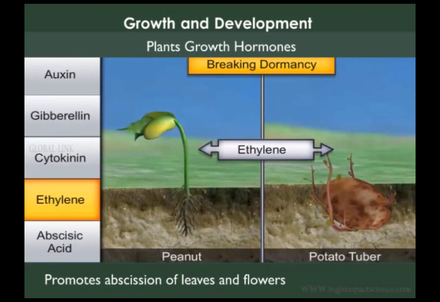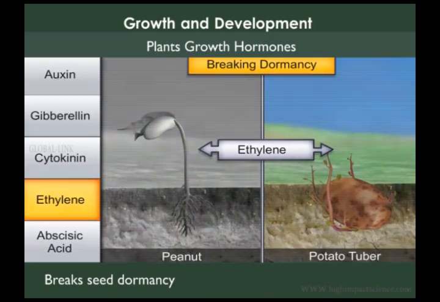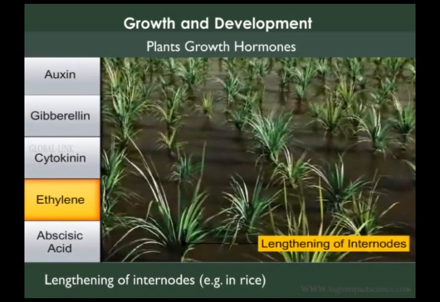Ethylene also breaks seed and bud dormancy and is hence used to enhance the germination of peanut seeds and potato tubers. It also helps in lengthening of internodes in rice plants and thus preventing the shoot from being submerged in water.